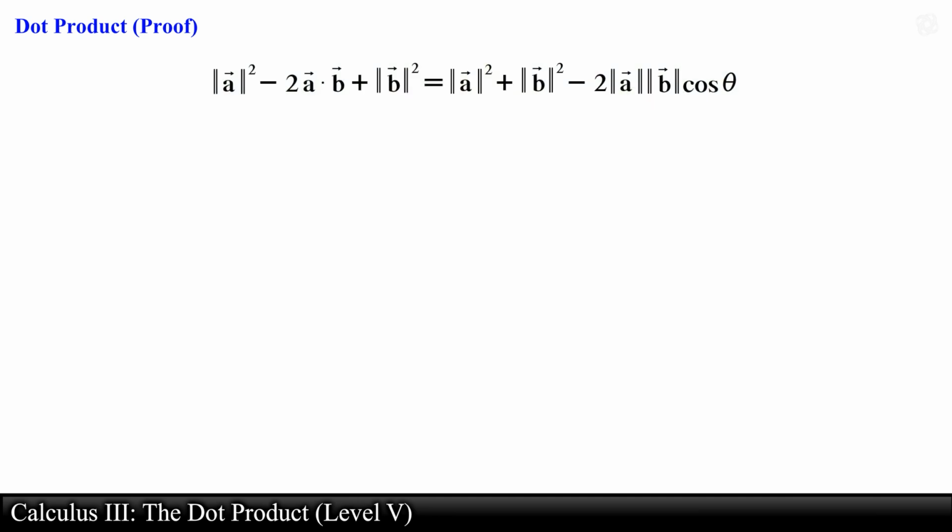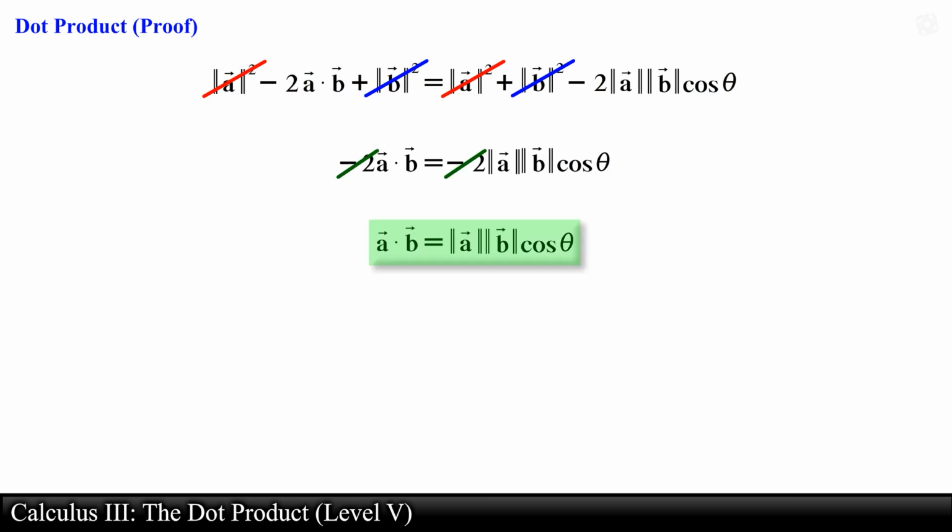Notice that the magnitude of vector A squared and the magnitude of vector B squared both cancel out. The constant -2 also disappears, and we are now left with a geometric definition of the dot product. And this ends the proof.